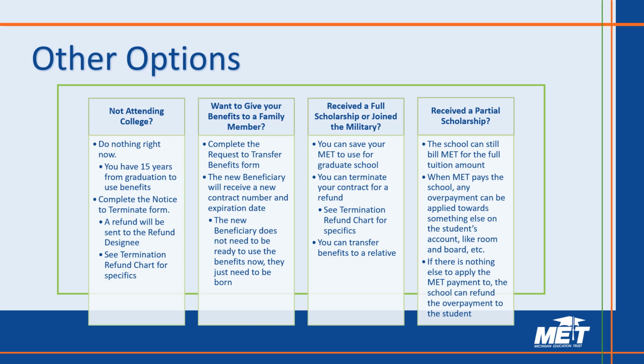In that case, the school could still bill Met for the full tuition and mandatory fees. And when Met pays the school, we will have overpaid since you had the partial scholarship. Then the school could apply the Met funds to other parts of your bill, like room and board or books, or they could refund it to the student as an overpayment.